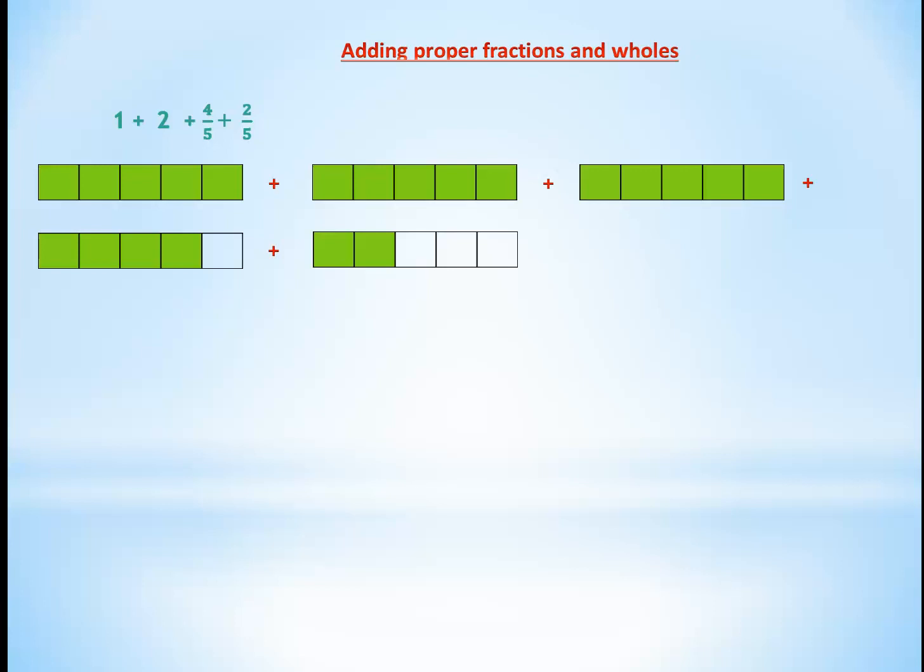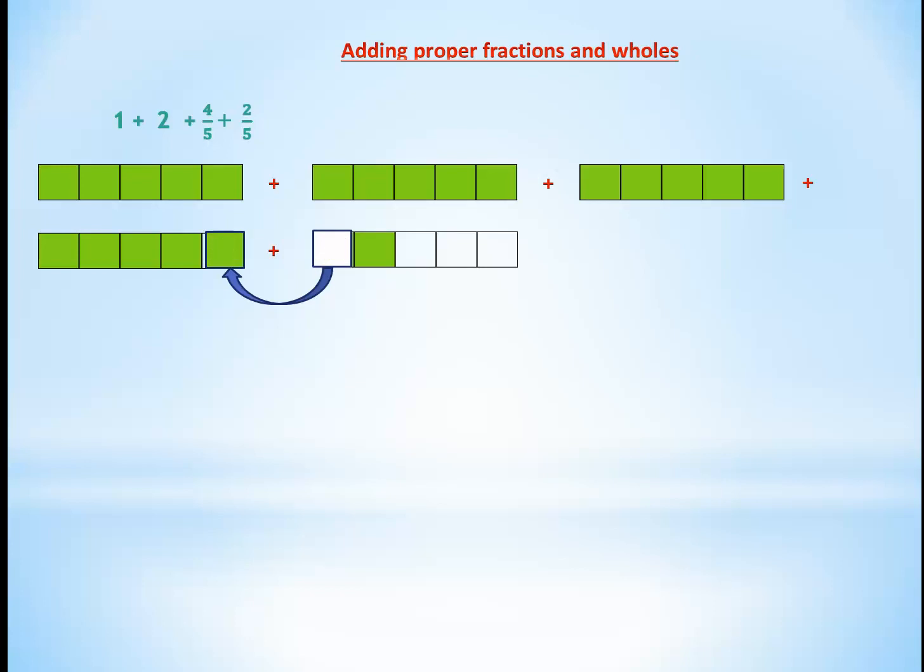Okay, now let's calculate. Before calculating, we can find that here we have two parts, and here we have missing parts, so we can move this part from here to complete one whole, right?